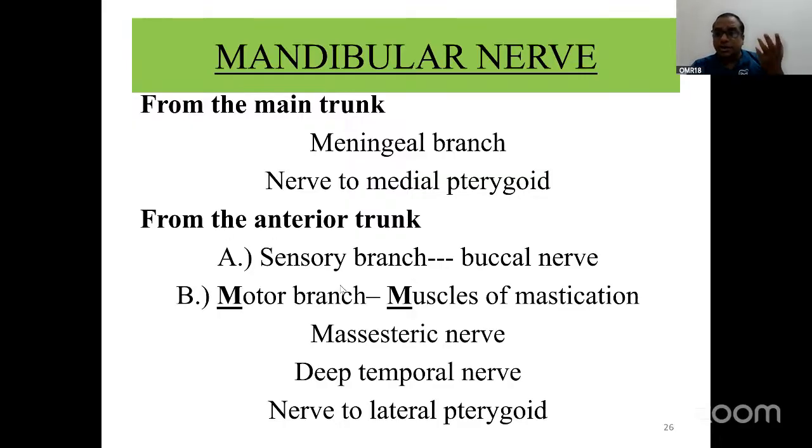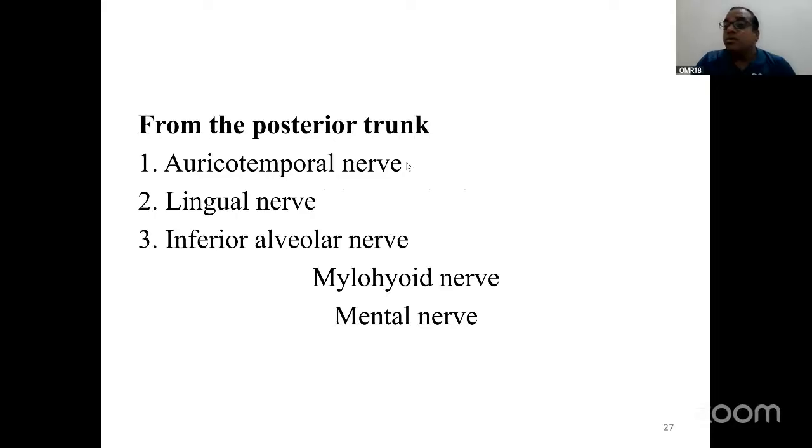From the anterior trunk, again, these are the branches. Posterior trunk: auriculotemporal nerve, lingual nerve, and inferior alveolar nerve, very important for lower tooth extraction. So the mandibular nerve branches are the ones which we block and then remove the tooth. How to give the injection, I will also show you during the classes with diagrams and some videos. So these are the branches of the mandibular nerve.